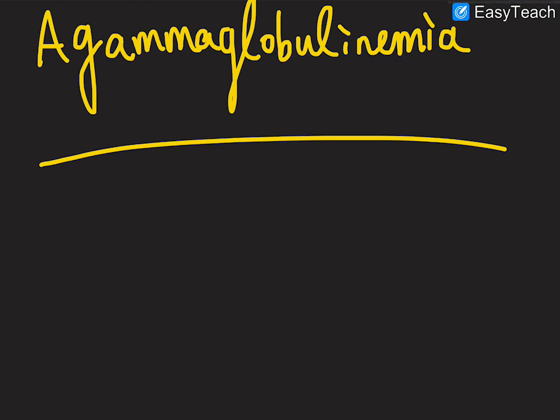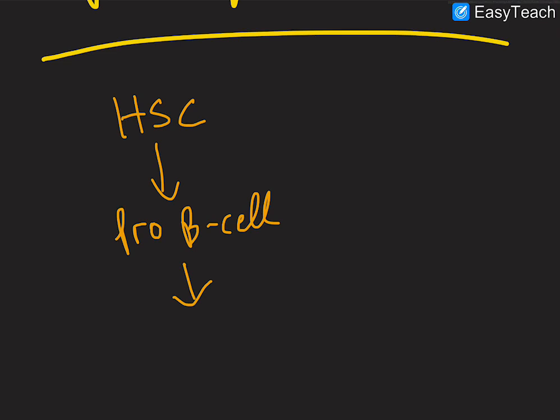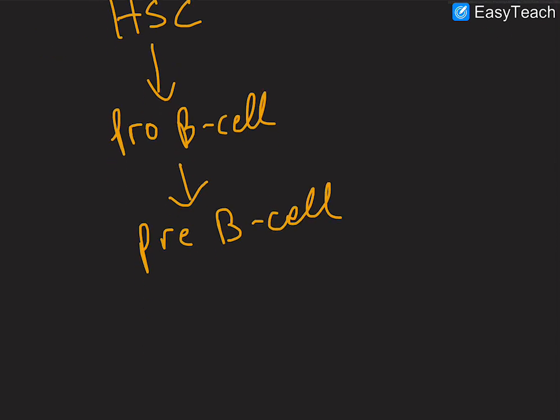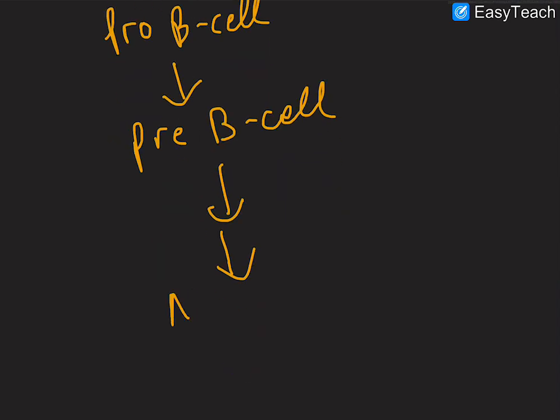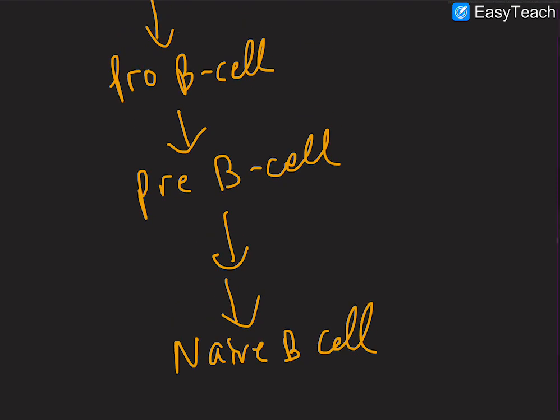Normally, as we know, we have our hematopoietic stem cell, and that can differentiate into a pro-B cell in our bone marrow. The pro-B cell can then turn into a pre-B cell. And then the pre-B cell can eventually turn into a naive B cell. And then of course that can turn into a plasma cell, once it gets activated and whatnot.